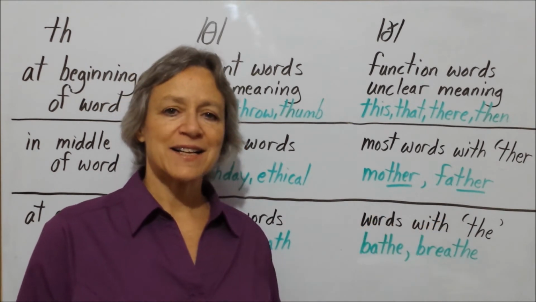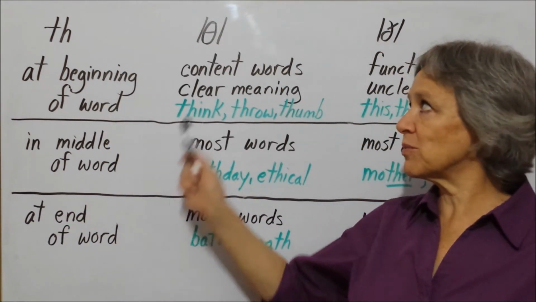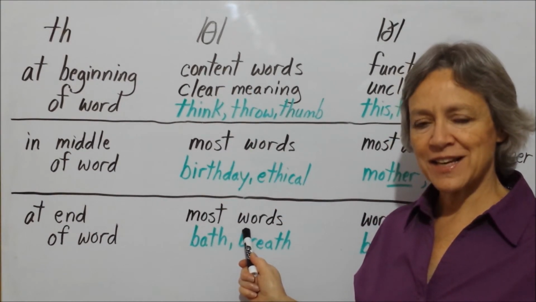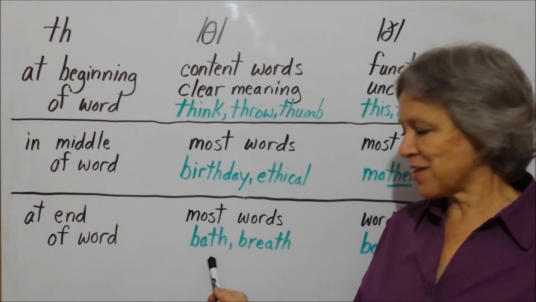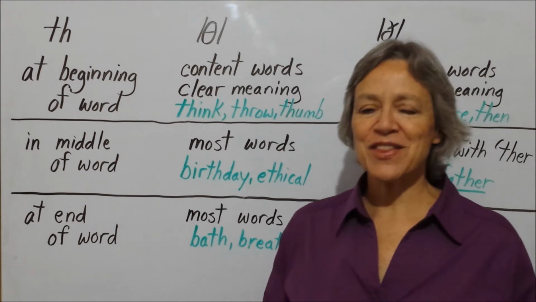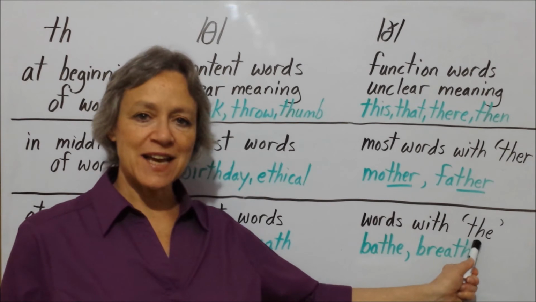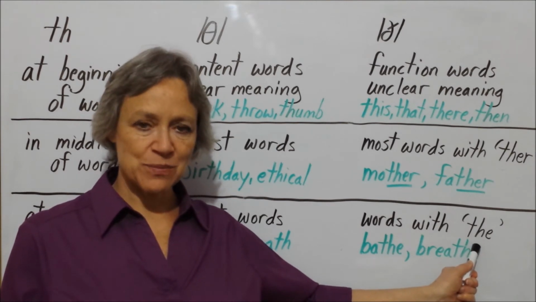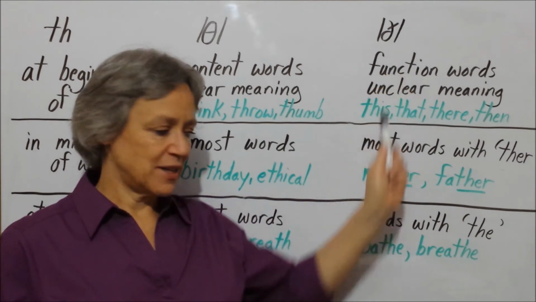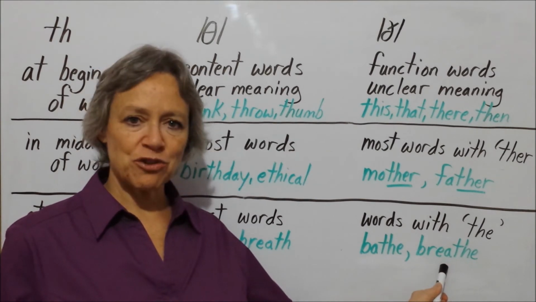TH at the end of words is usually pronounced with the voiceless sound for most words. And here are two examples: bath and breath. However, if that TH is followed by E, so we have the string of letters THE at the end of words, then the TH is pronounced with the voiced sound. Here are two examples: bathe and breathe.